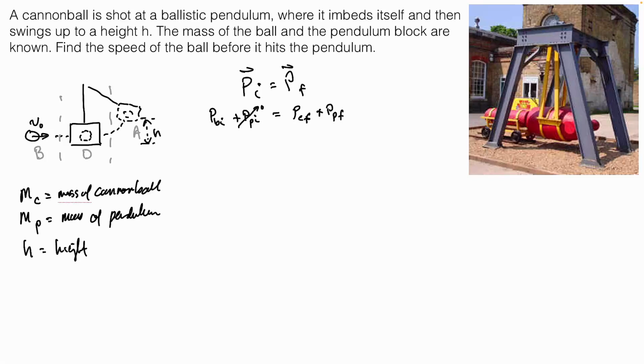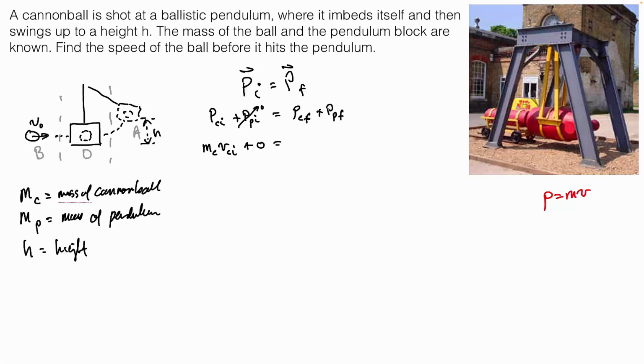How do I write down momentum? What's the equation for momentum? It's a mass times a velocity. So now I've got to write this down for the ball initial. That should be a C for cannonball. So this would be mass of the cannonball, velocity cannonball initial, plus 0. I'll stop writing that now.